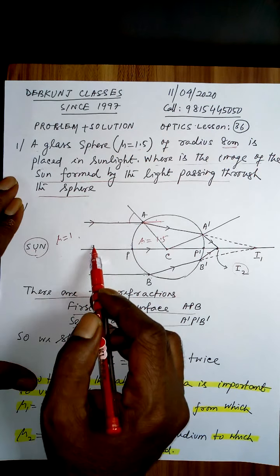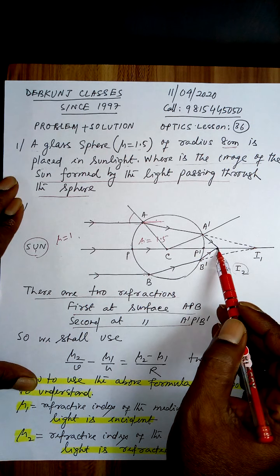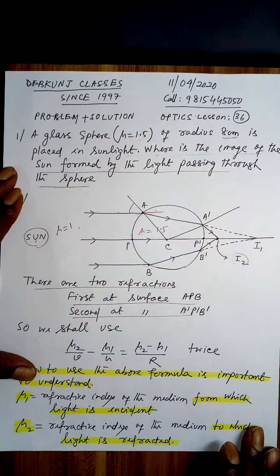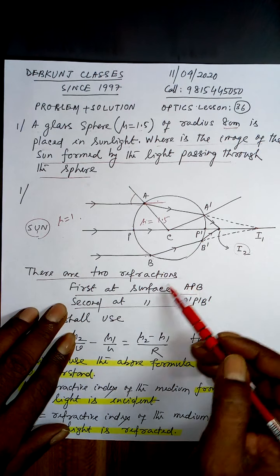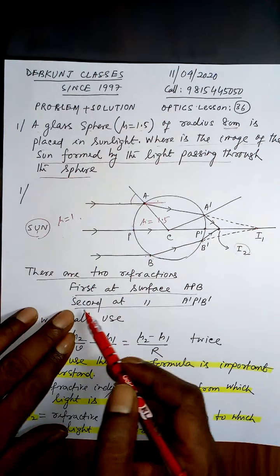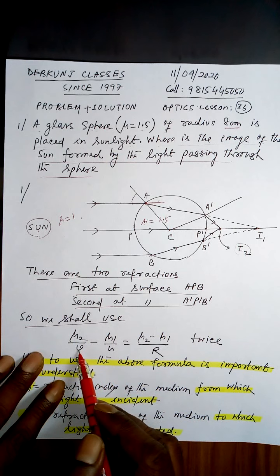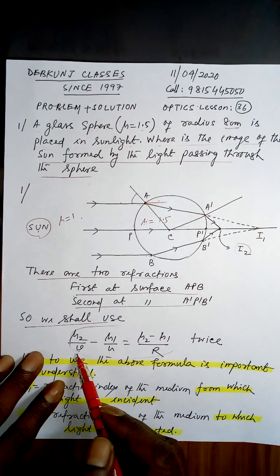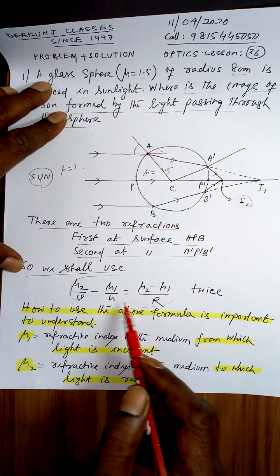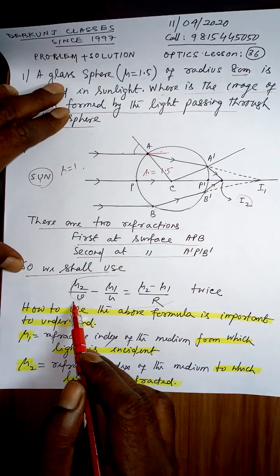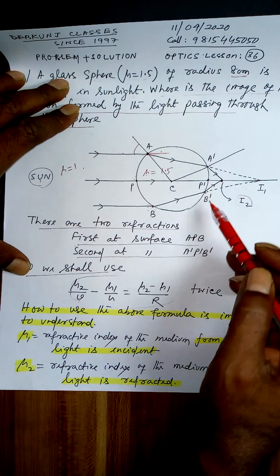After this, parallel rays are refracted here, again refracted here, and the final image is here. Now how to analyze it? Look, there are two refractions. First at the surface APB, then second at the surface A dash P dash B dash. We shall use this expression for refraction at spherical surfaces, where V is image distance, U is object distance, R is equal to radius of curvature. We will use this twice, once for APB and the second time for A dash P dash B dash.